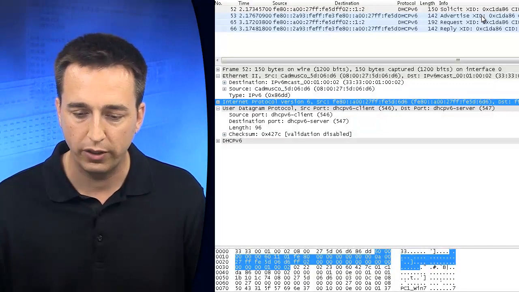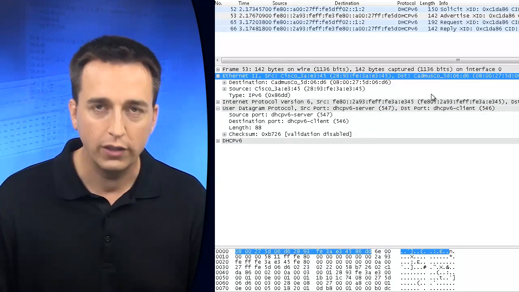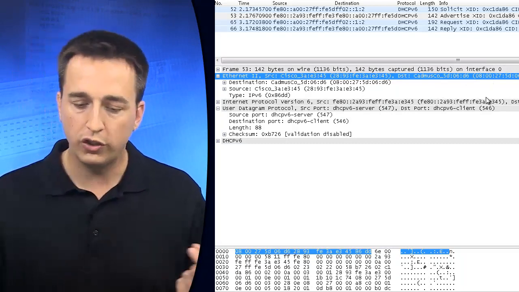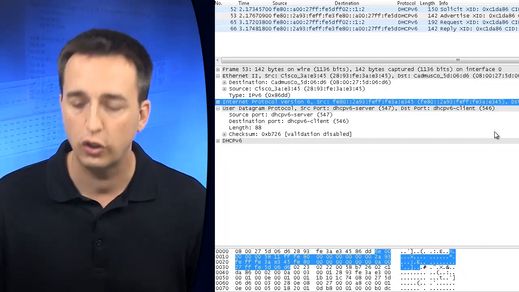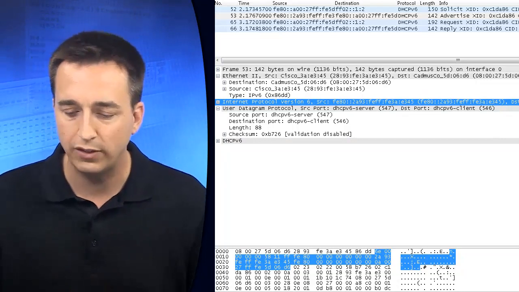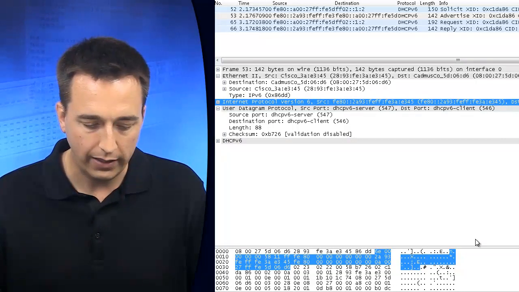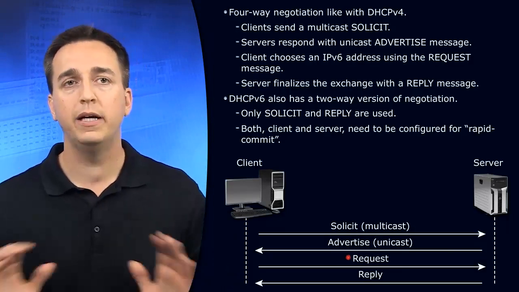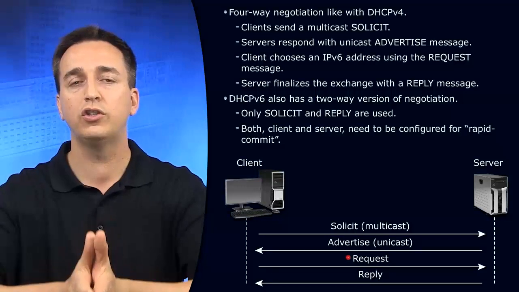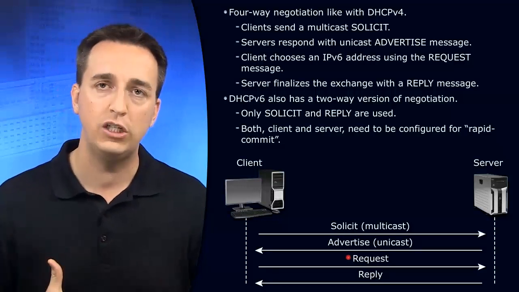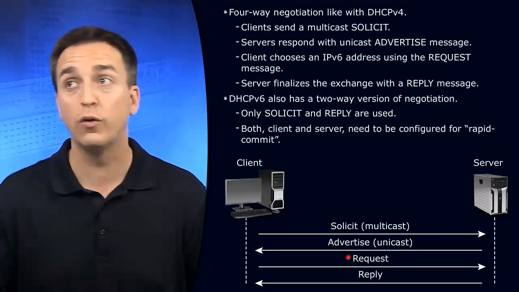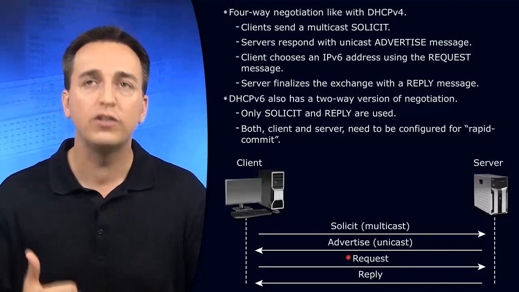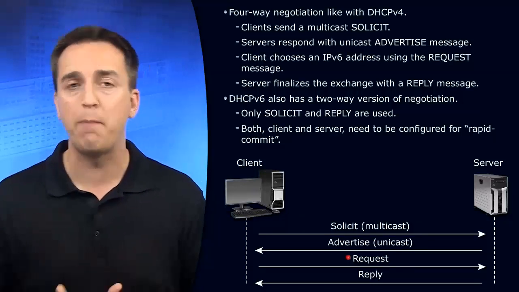And if we look at our capture, we can see that. The source MAC address is the server. The destination MAC address is the client. The source IP address is the link local address of the server. And the destination IPv6 address is the link local address of the client. The next message in this process is the request message. And the request message is the client indicating to the server that it is going to use the information that was provided by the server. So if there happens to be any reservations that have to be made, then the server can finish finalizing those reservations for that particular client.